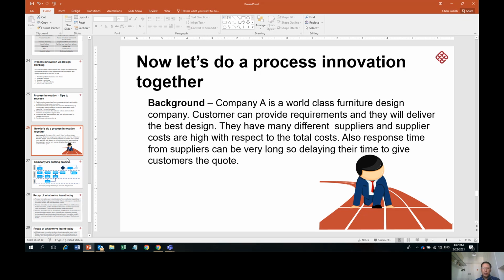It means that if they sell a product to the customer at $100, maybe the cost from the suppliers is already $80. So they make very limited margins on that. The high cost to the customer is basically because of the high cost from the suppliers. Also, the response time from the suppliers can be very long, delaying their time to give customers the quote. They need to get the feedback from the suppliers first before they can consolidate all the information, so it takes a long time to get back to the customer. Those are the pain points of the customers.